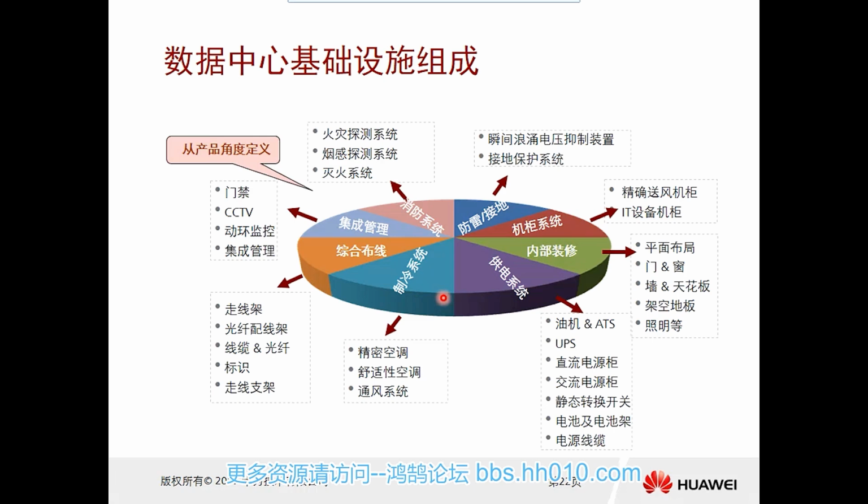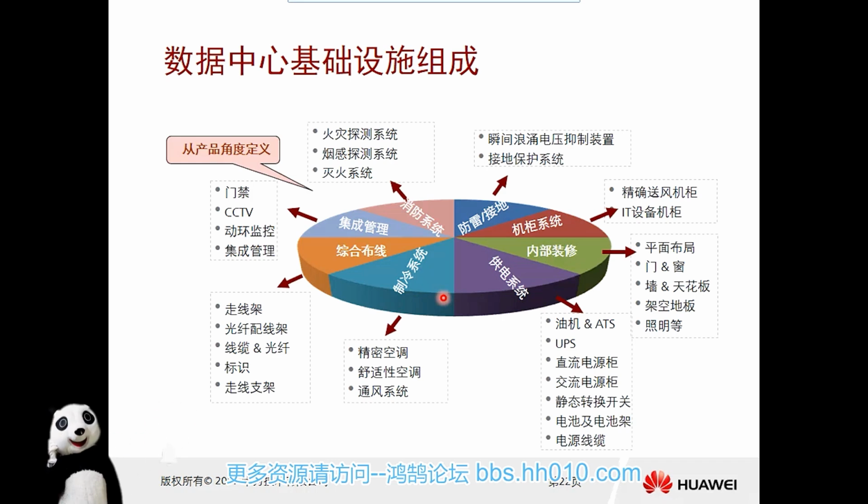We know the basic infrastructure of the data center is an integration of multiple subsystems. So this picture shows our current understanding at Huawei of the L1 layer of the data center. Everyone, please note that it is the infrastructure of layer 1, the definition of the multi-system. We can see from this system, it is divided into these 8 major systems. For example, this one is the power supply system, including diesel generators, ATS, UPS, DC power cabinet, AC power cabinet, static transfer switch, battery and battery rack, power cord, and so on. This is for power supply.